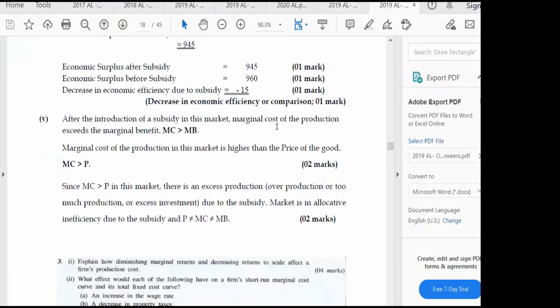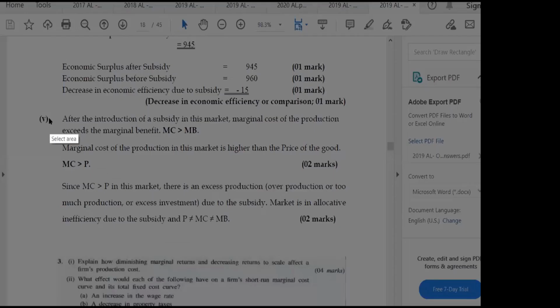Okay, so this is what the answer is saying as well. Here they're saying, after the introduction of a subsidy in this market, marginal cost of production exceeds the marginal benefit. Marginal cost of production in the market is higher than the price. So price and marginal benefit, you can substitute for each other. Since marginal cost is greater than price in this market, there is excess production, overproduction, and due to the subsidy, the market is in allocative inefficiency, and price is not equal to marginal cost and marginal benefit. So this is what you have to write.